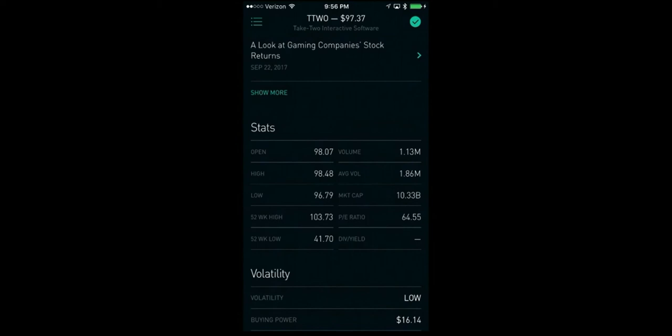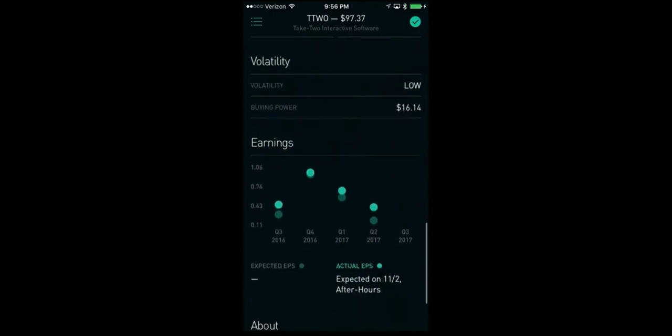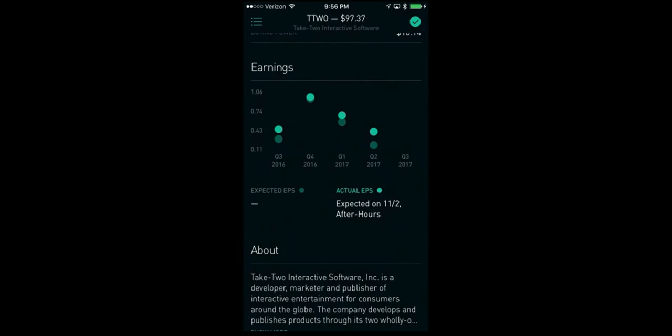Yeah, if I look through mine, I could go through and count. Most of them went down, but long term, they're all going up to me. All right, so 52-week high, 103.73. And let's see, earnings is still above expected.